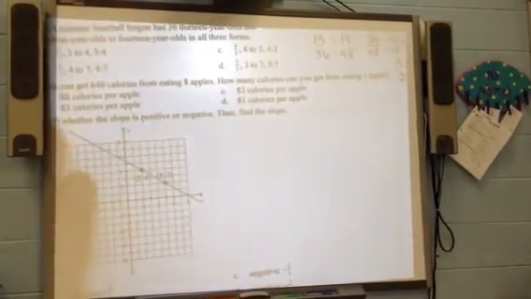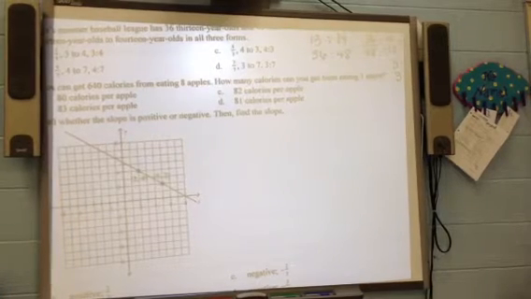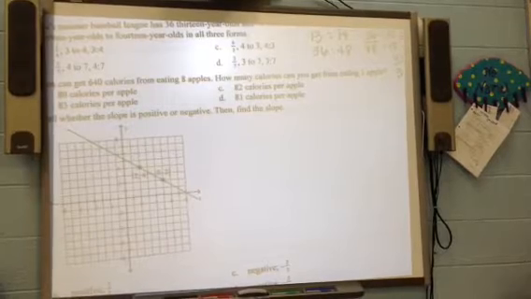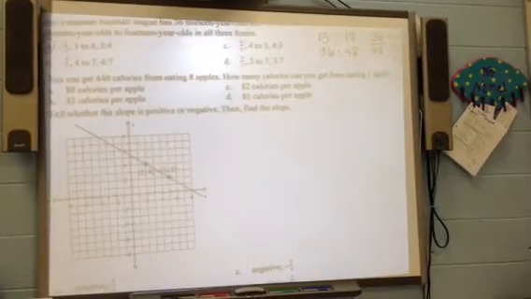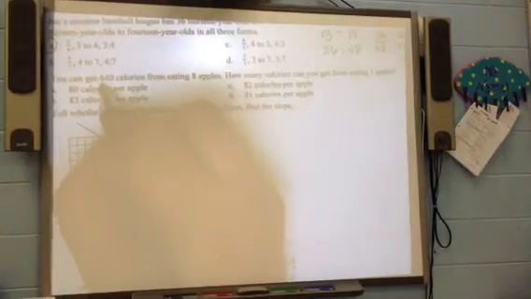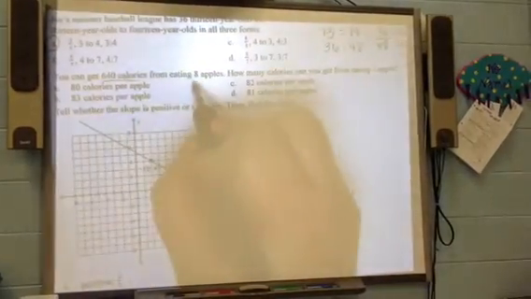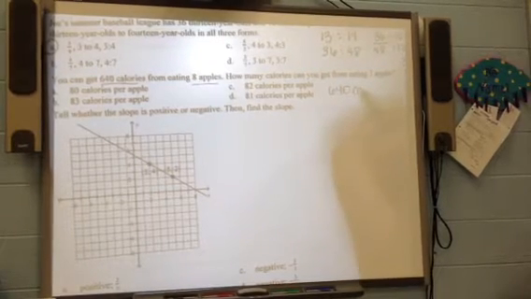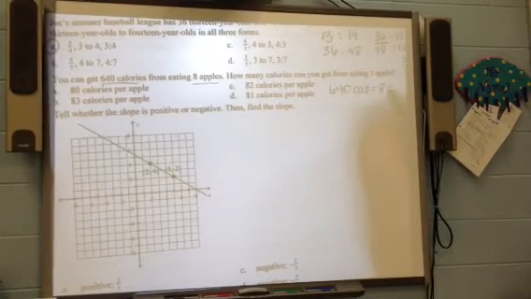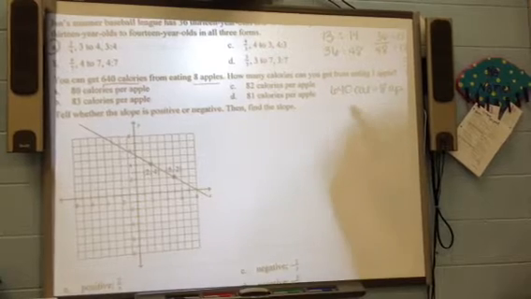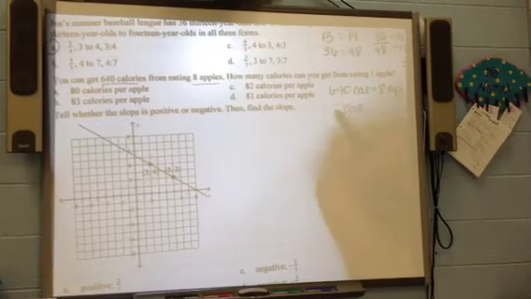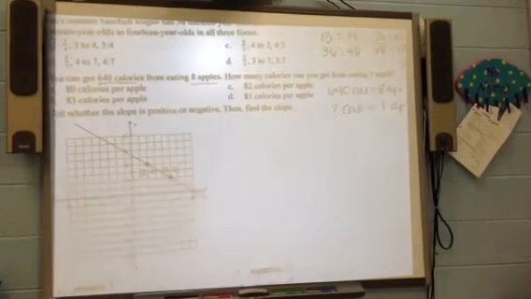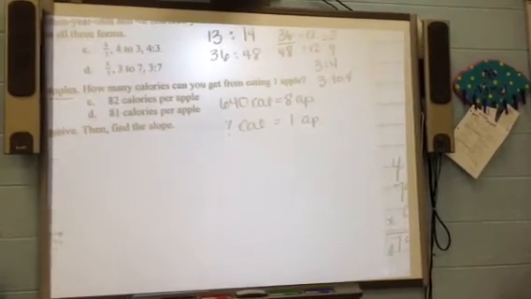Alright, number 2. You can get 640 calories from eating 8 apples. How many calories can you get from eating 1 apple? Since we're wanting 1 apple, that's called a unit rate. So we have 640 calories and 8 apples. So 640 calories equals 8 apples. We want to know how many calories is in 1 apple. We're comparing something, so we can set up a proportion here.